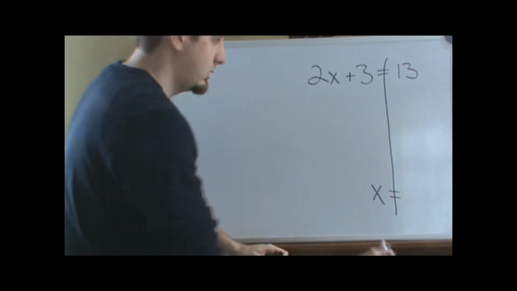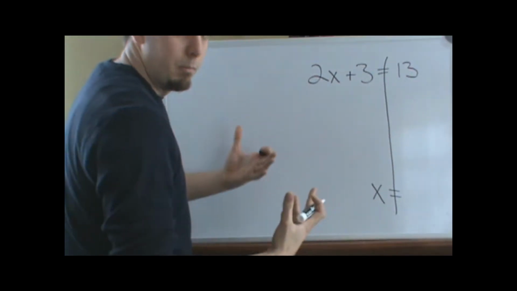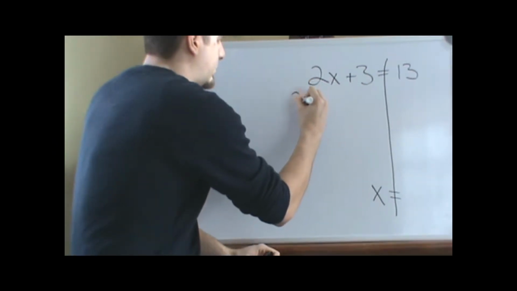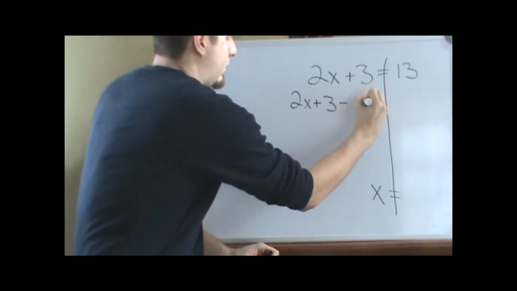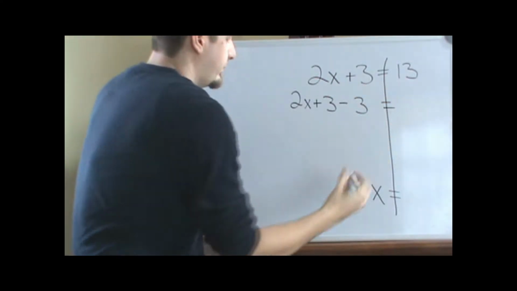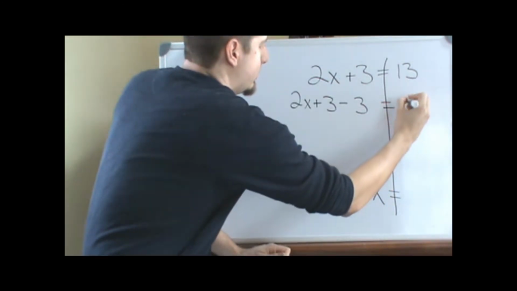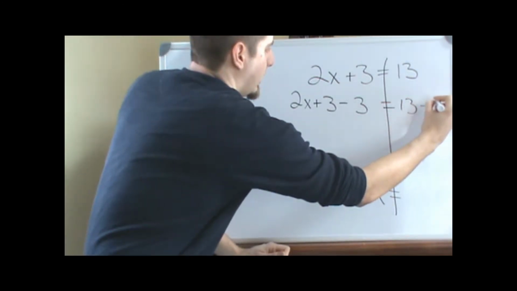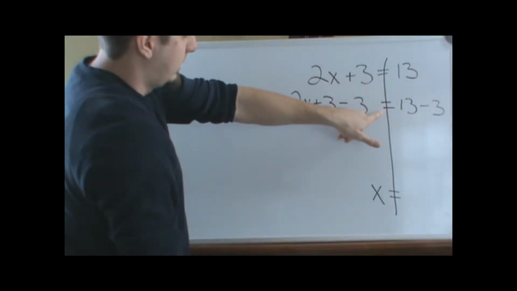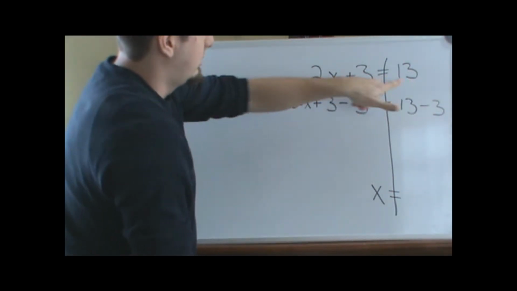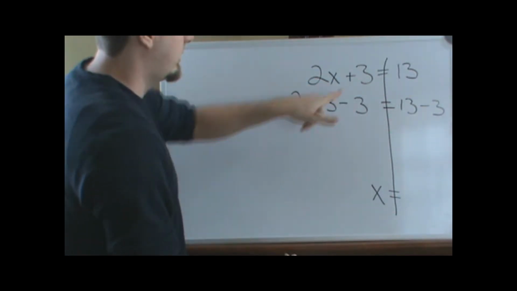So just as with a one-step equation, the opposite of plus 3 is minus 3. So we're going to do 2x plus 3 minus 3. And at this point, you also need to put that minus 3 onto the right side of the equation, and the reason for that is because of the equal sign. The equal sign tells you both sides are the same thing. They're not two different things that have the same value, they are the same thing.